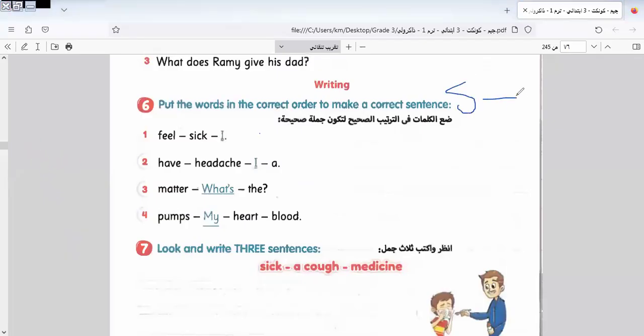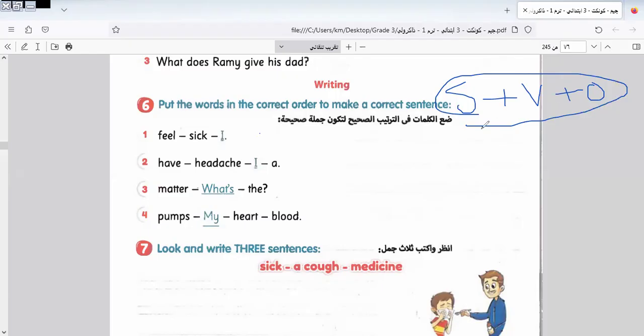The rule that we know it: subject, verb, object. I think we learned this rule from grade 1 till grade 6. This is the rule that we must know in any question that has an example. We must know this rule to answer this question in the correct way.